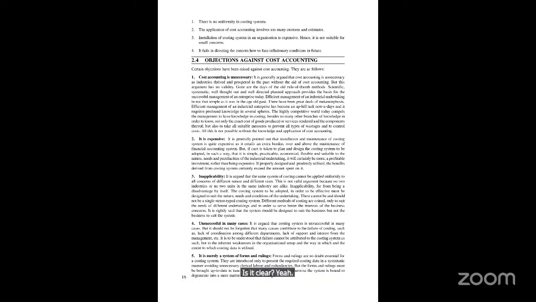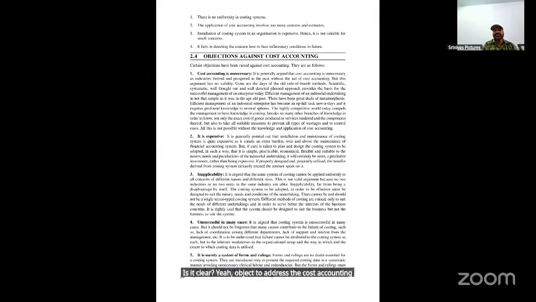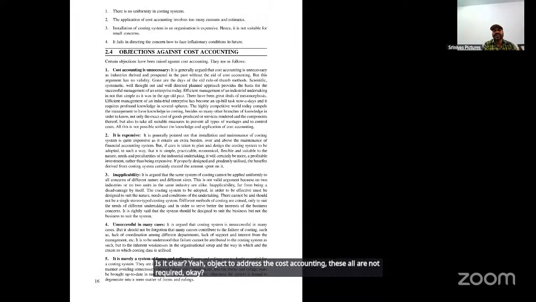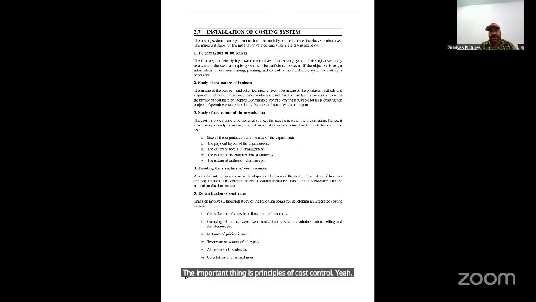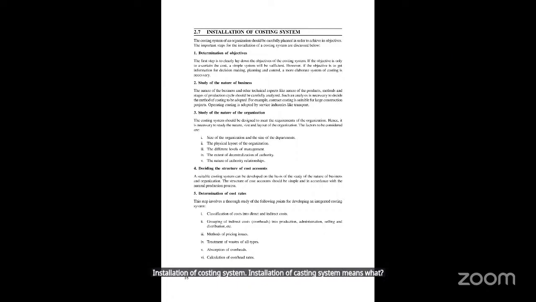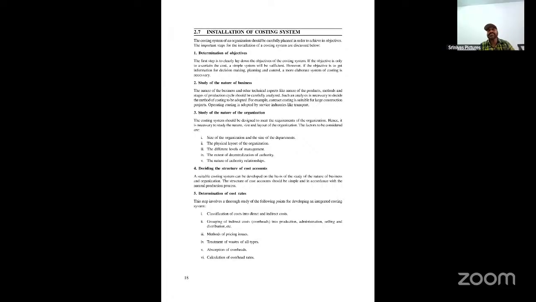Objectives of cost accounting are not required. The important thing is principles of cost accounting, installation of cost accounting. This topic is very important. They are going to ask the long question from here only. Installation of costing system means what? Costing system means the method or principles of recording all the cost expenditure elements related.